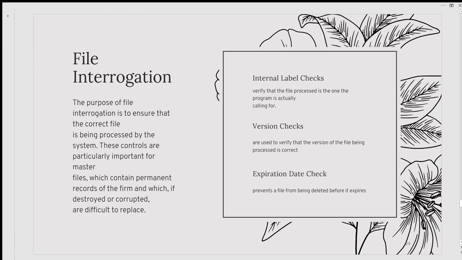Next is file interrogation. The purpose of file interrogation is to ensure that the correct file is being processed by the system. So these controls are particularly important for master files, which contain permanent records of the firm and which, if destroyed or corrupted, are difficult to replace.